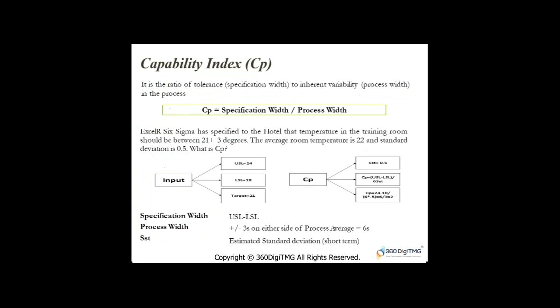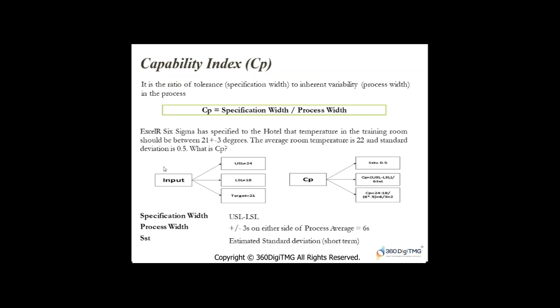What are the inputs which are given to us? Upper specification limit is 24. Where are we getting this 24 from? It is 21 plus 3. Where are we getting this lower specification as 18 from? It is 21 minus 3. Where are we getting this target from? It is 21 here. And we are also given the standard deviation, which is 0.5, which is here.